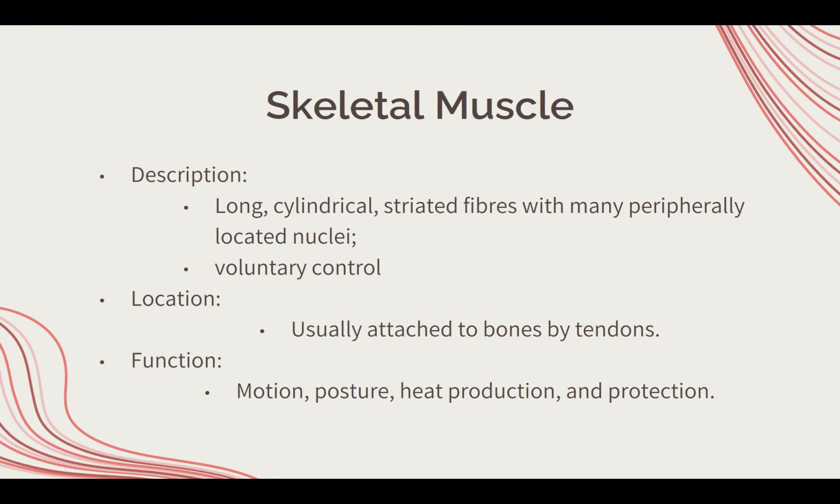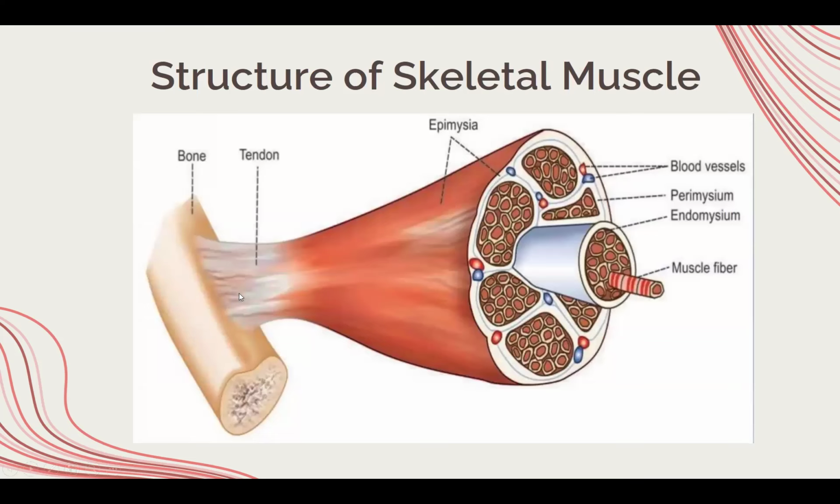So, skeletal muscles are long and cylindrical. They have striated fibers and many peripherally located nuclei. We talked about that previously. They have voluntary control and are supplied by somatic nerves. As for the location of skeletal muscle, they are usually attached to bones by tendons. And the functions: they control motion, posture, heat production, and protection. This muscle is attached to the bone by tendons.